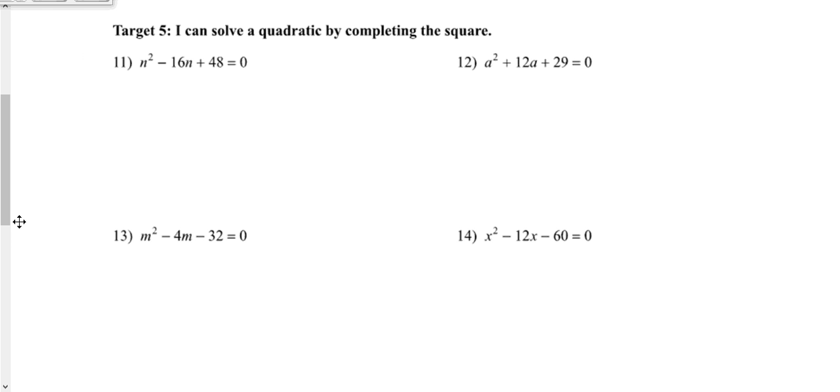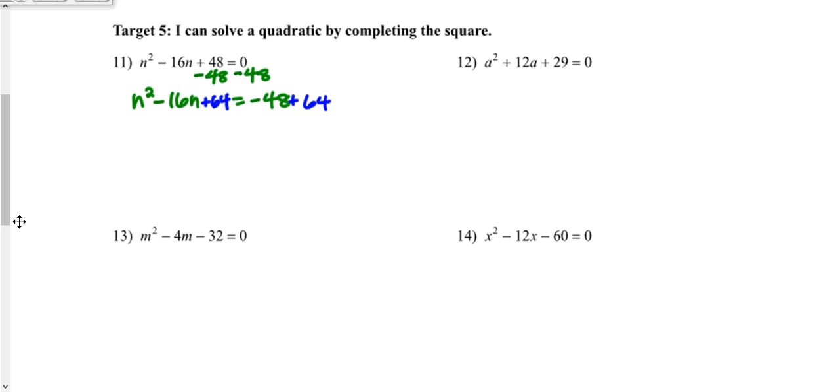Moving on to completing the square. Your first step in completing the square is to subtract the constant to the other side. So now I have n squared minus 16n equals negative 48. And then we're going to take half of our middle term, so half of negative 16 would be negative 8, and then square it. So 8 squared is 64. And that's what you add to both sides.